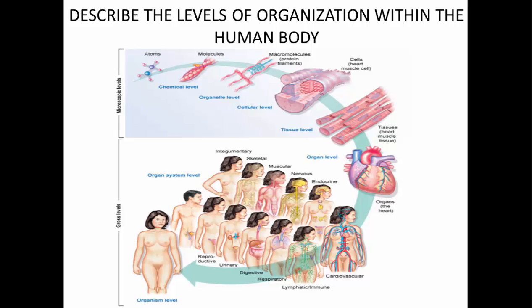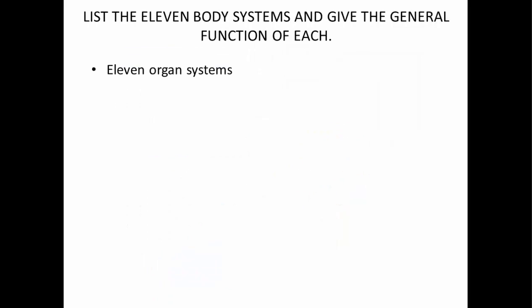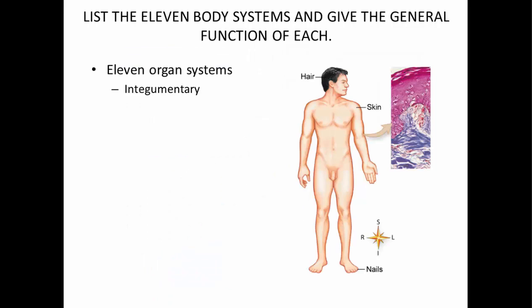So let's take a closer look at the 11 body systems and give general functions of each. The integumentary system consists of the skin and related structures such as hair and nails. The integumentary system forms a covering for the body, helps regulate body temperature, and contains some of the structures necessary for sensation.